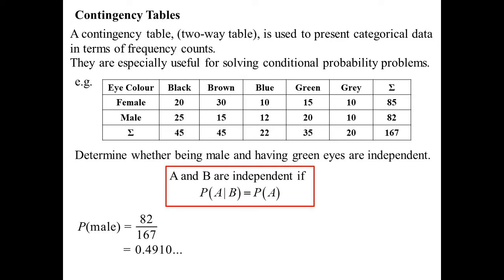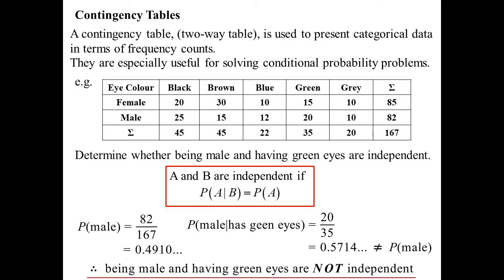But the probability they're male and they have green eyes. So now I'm only looking at the green-eyed people, and 20 out of 35. Well, that's not equal to the probability of male. So that would suggest that being male and having green eyes are not actually independent of each other. So there must be some sort of link between the two.